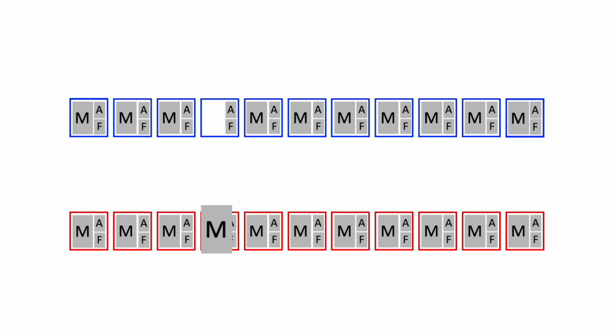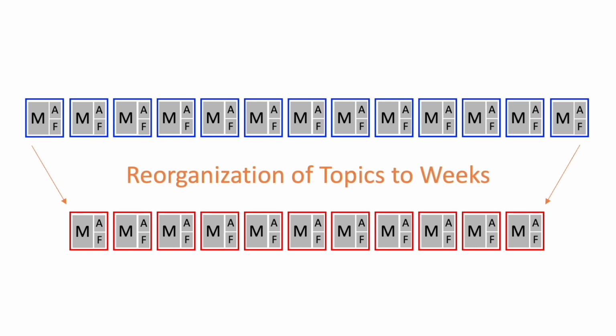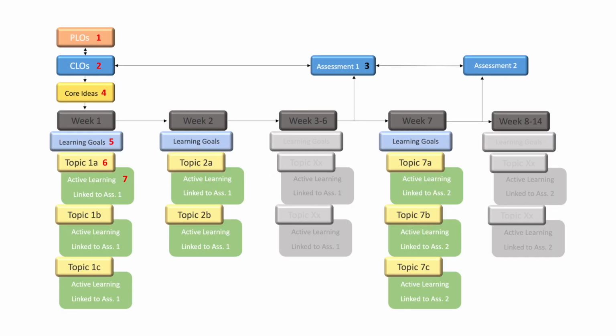formative feedback. Now, the best way to approach this challenge is to reorganise our topics to our reduced weeks, and we can do this using the process of chunking. You'll notice on this diagram the little red numbers, and they're the steps that we would follow to ensure that we've chunked our course materials.